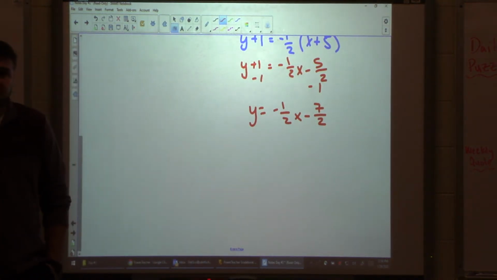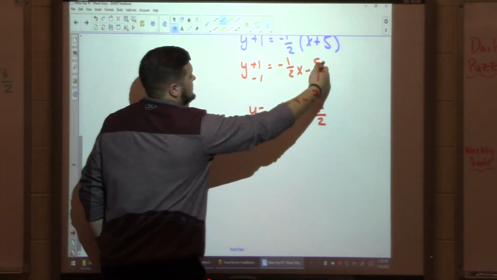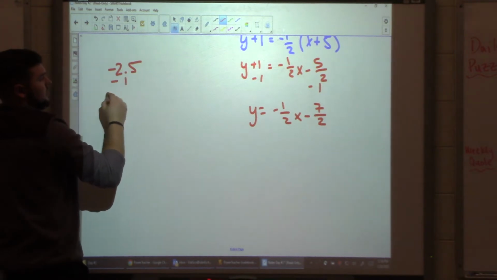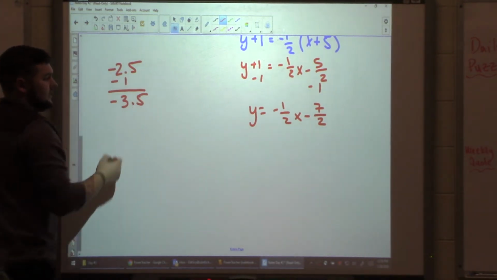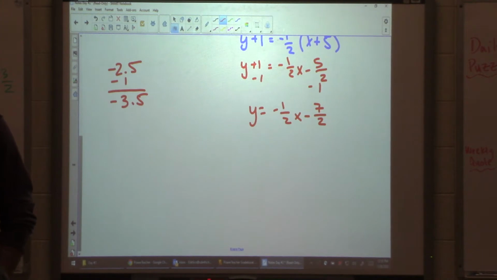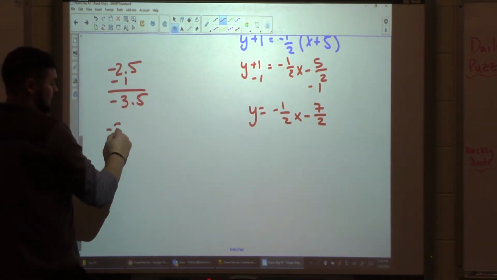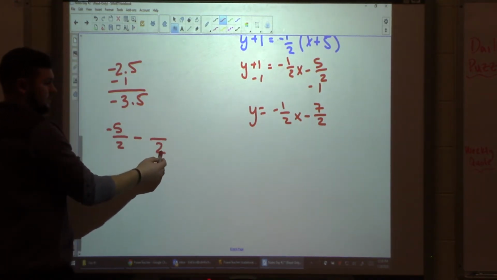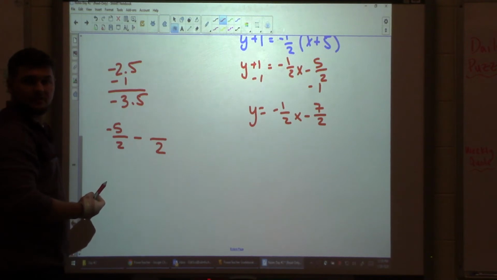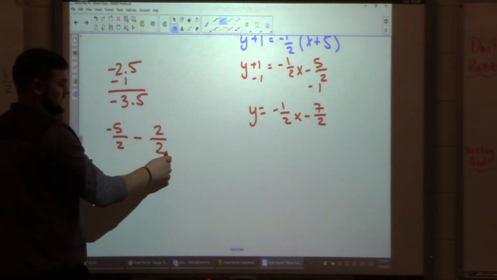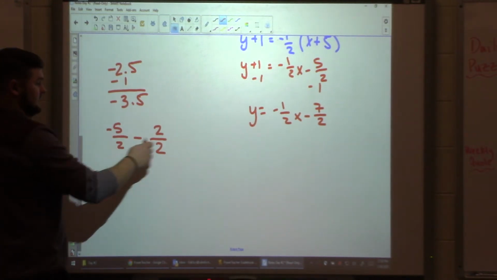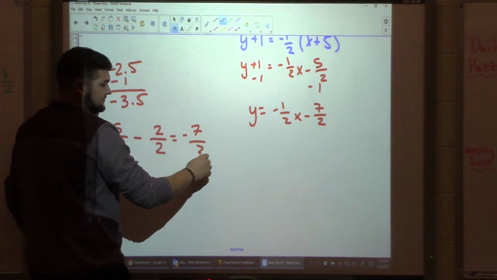Right? So if you can't see that right away, just think about this. Negative 5/2 is the same as negative 2.5. Minus 1 would be negative 3.5. If you want to write it as a decimal, that's perfectly okay with me. Or if you want fraction terms: negative 5/2 minus what over 2 gives me 1? 2. So instead of writing 1 here, I'm writing 2 over 2, which gets me negative 7/2.